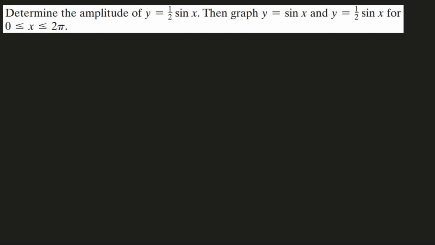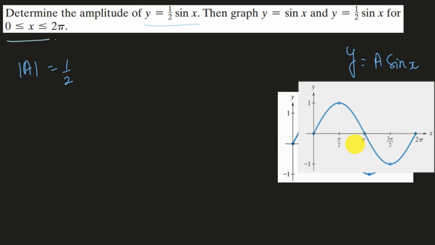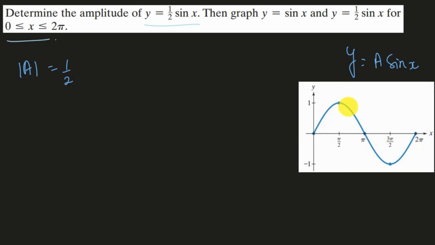Okay, so this is the example. Here we need to determine the amplitude for the given function, and then we have to graph the function y equals sine x and also y equals half sine x in the given interval. If we compare the given function with the standard one, y equals a sine x, we can say that the amplitude would be 1/2, right? And then we have to graph y equals sine x, that we have already drawn earlier. So I'm just taking it as it is. So this is the graph for y equals sine x.